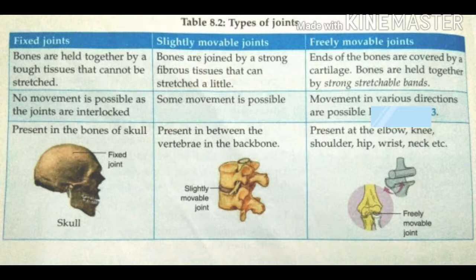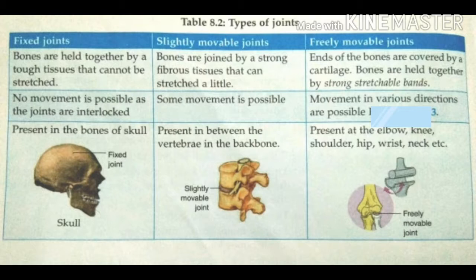Next one, freely movable joint. The ends of the bones are covered by cartilage. Bones are held together by strong stretchable bands.